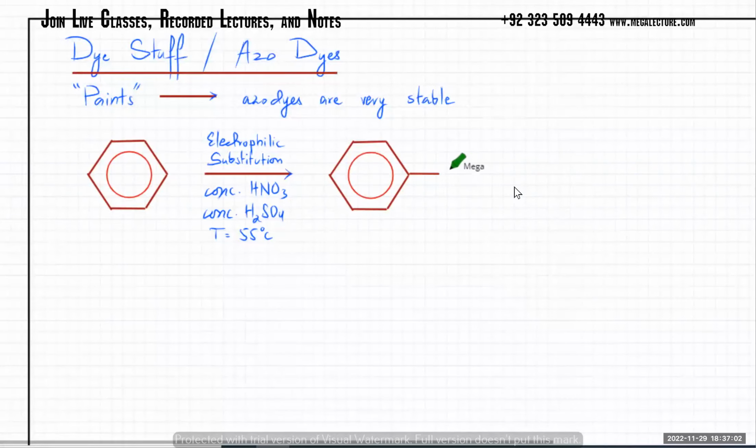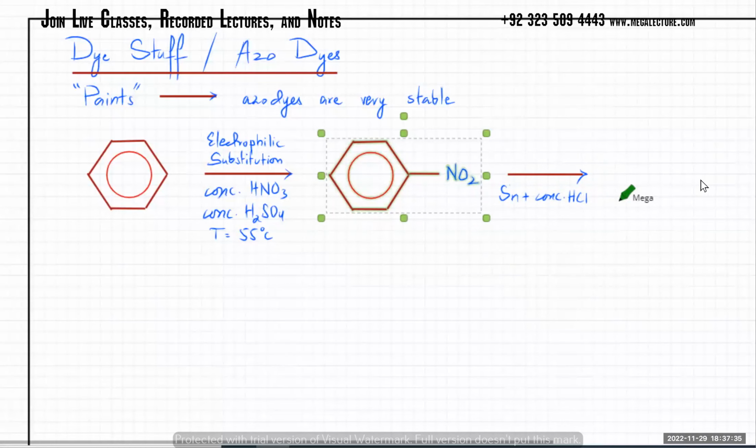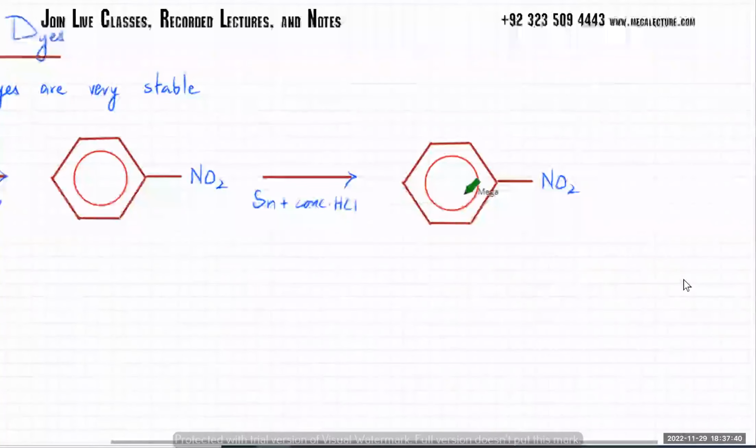अच्छा, so this one, NO2 gets attached to it. अच्छा, what do you do after that? What you do is you reduce the NO2 and you turn it into, किसका अभी अभी हमने पढ़ा था, tin plus concentrated HCl, right? ठीक है? You, and this nitrobenzene turns into NH2. तो यहाँ पे ना you get NH2 instead now.